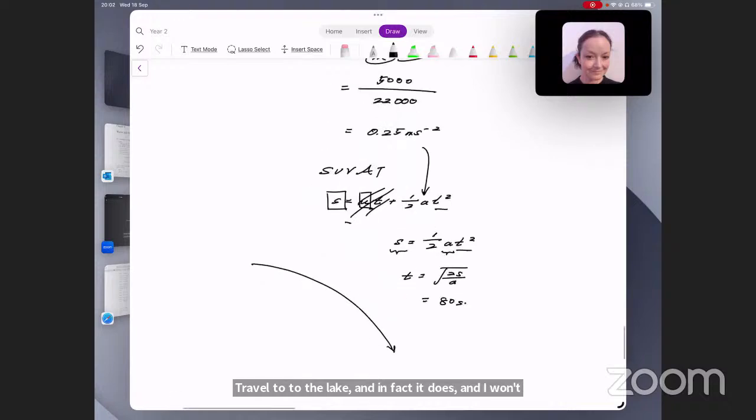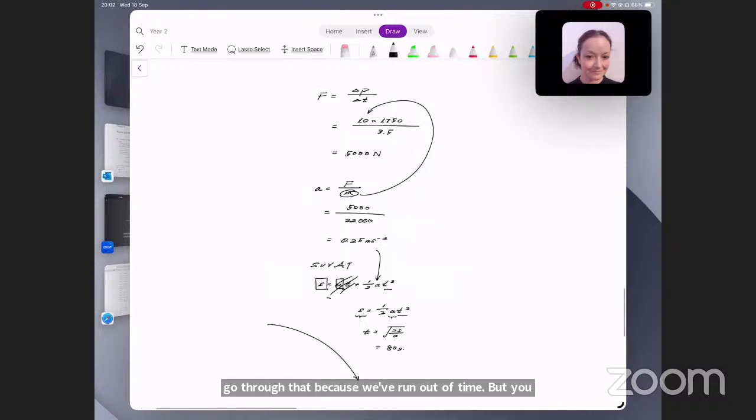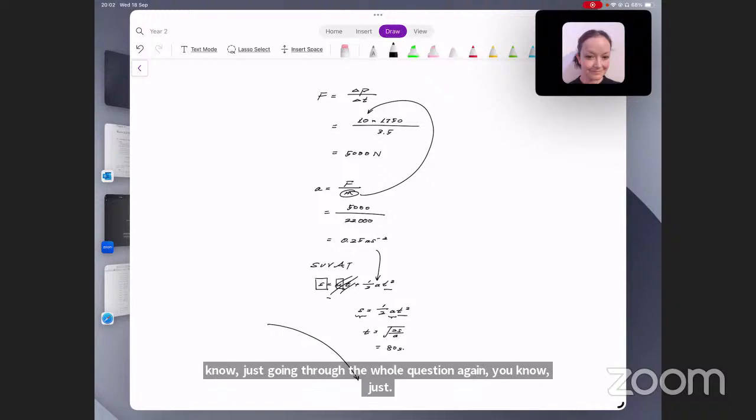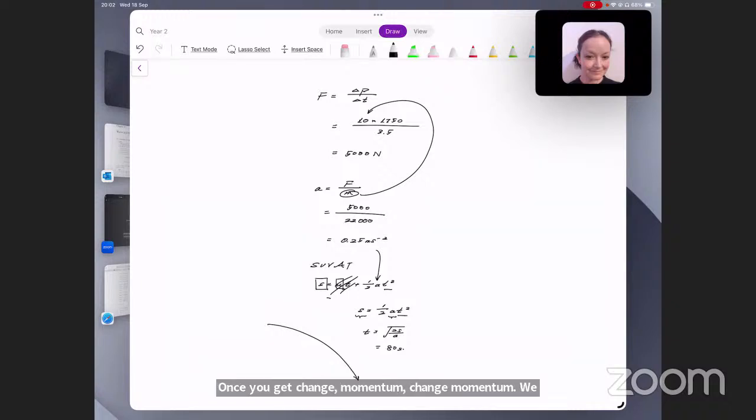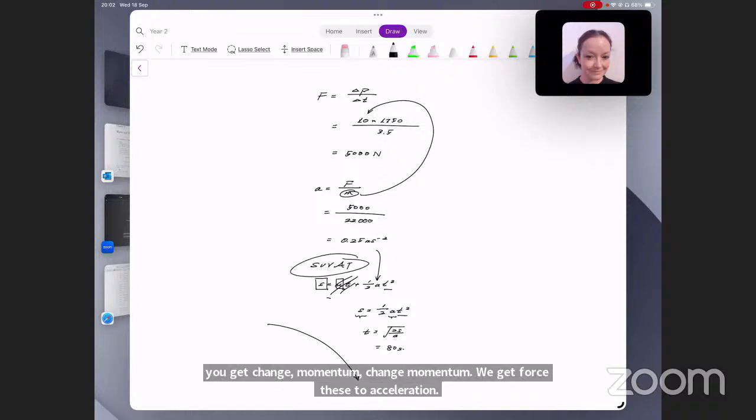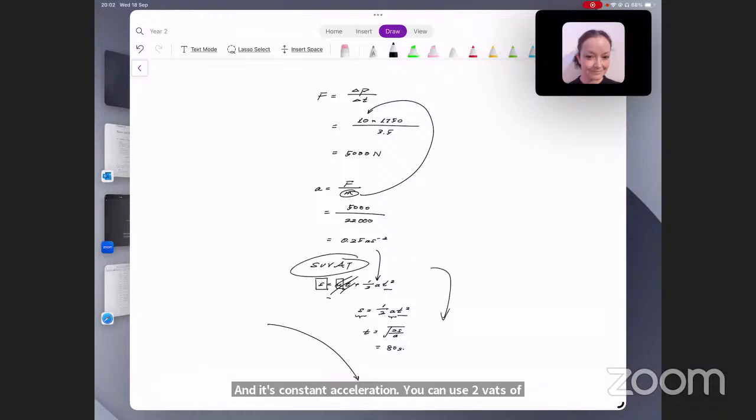But going through the whole question again, once you get the change of momentum, the rate of change of momentum, you get force. Force leads to acceleration. And if it's constant acceleration, you can use Suvat to solve the problem. And step by step, you get the answer. And that's it from me.